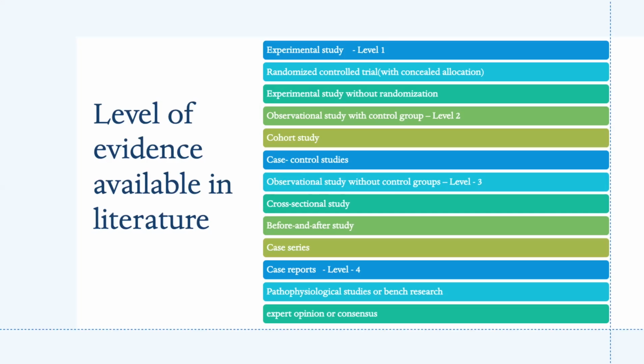So I would recommend conducting a systematic review to find out if there's level 1 or level 2 evidence towards your subject of interest before you proceed with that research subject.